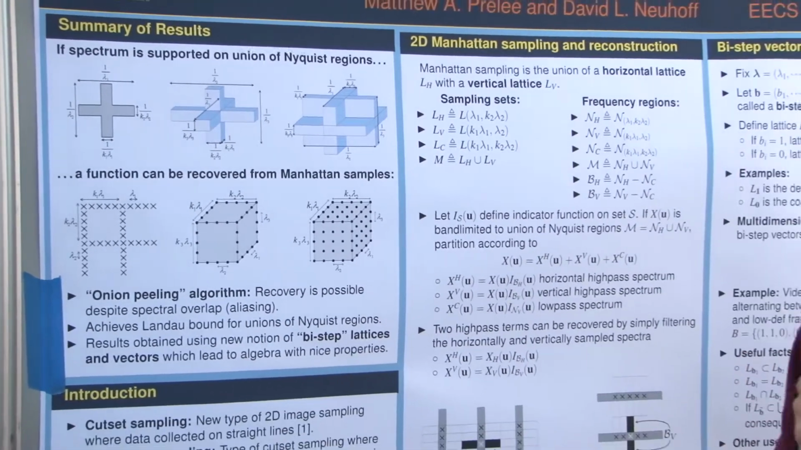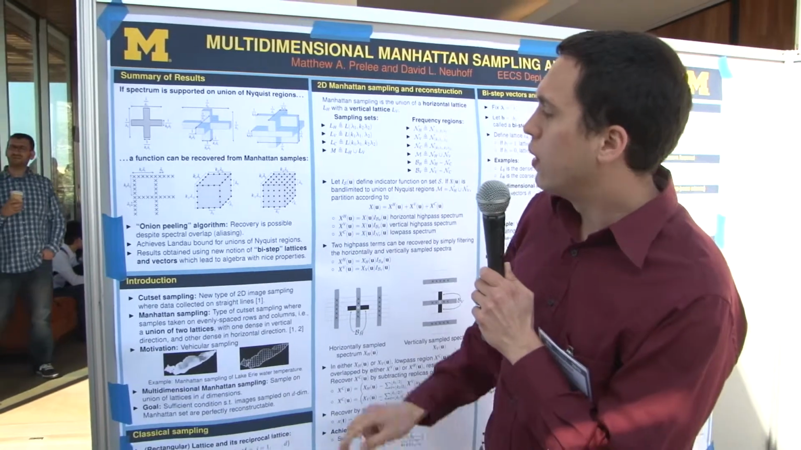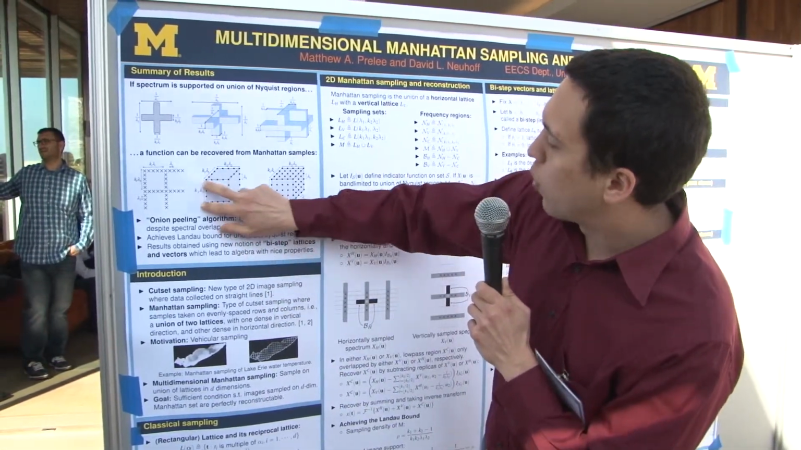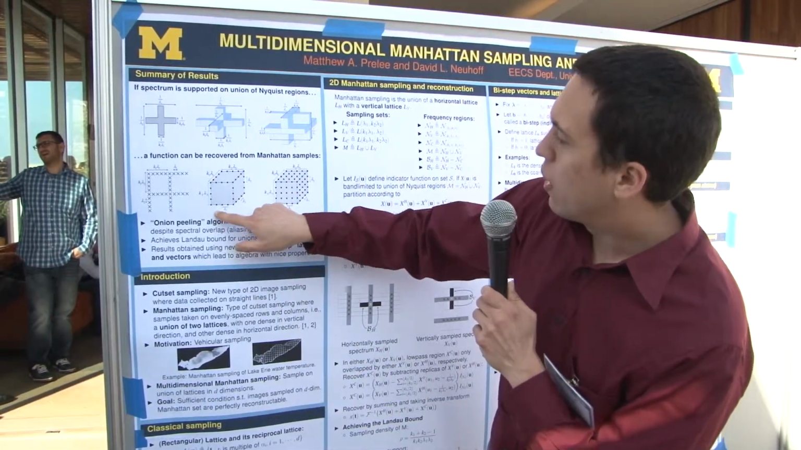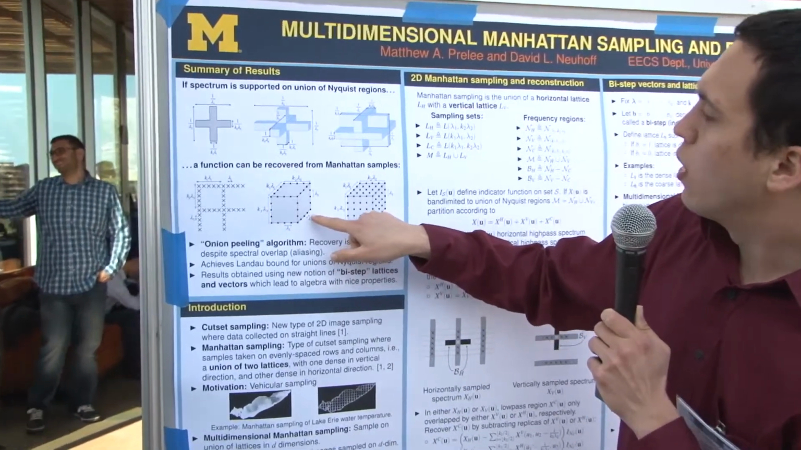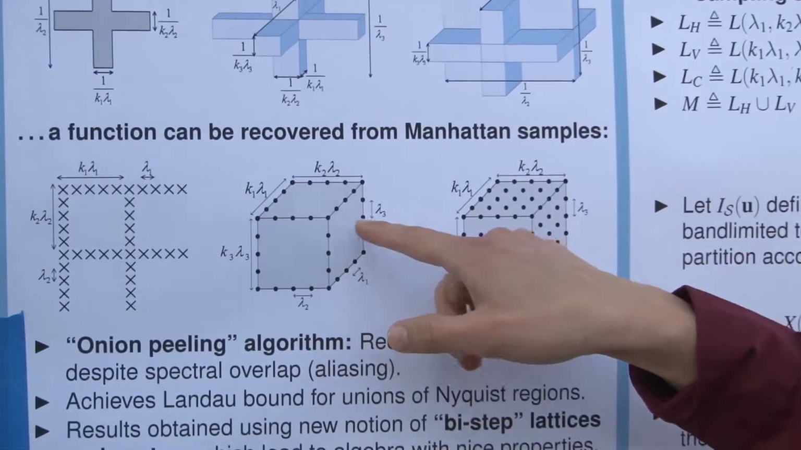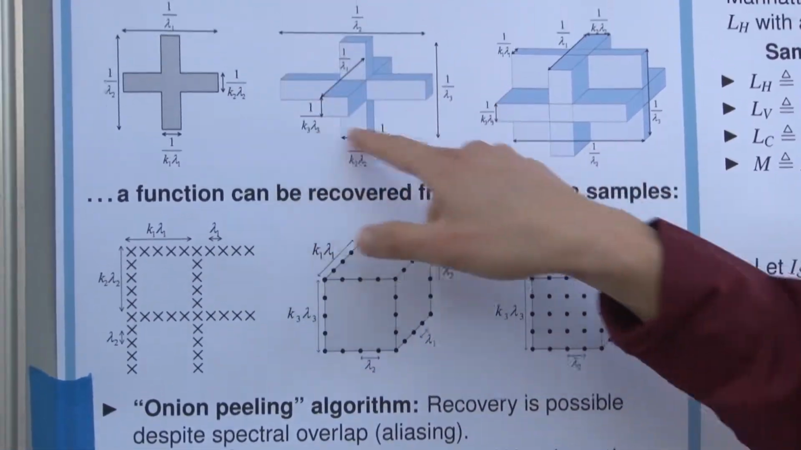We've extended this to high dimensions. I have two three-dimensional examples here. We have the union of what we call Manhattan lines. You sample densely on sets of parallel lines in 3 dimensions. A function can be recovered from these samples if it satisfies this spectral constraint.